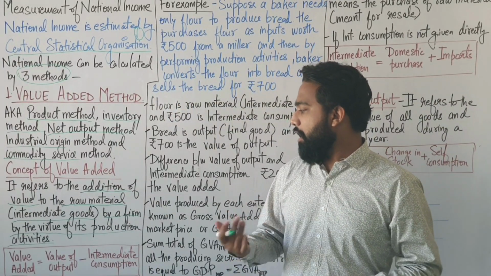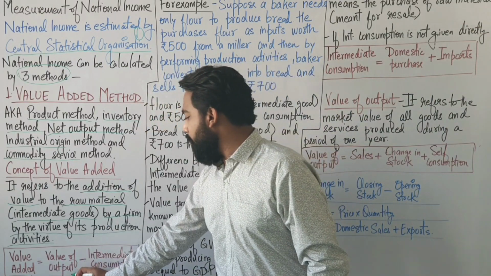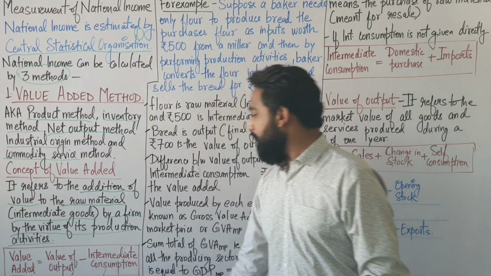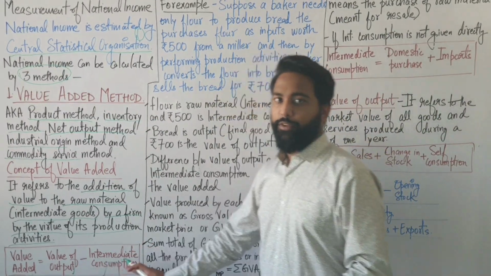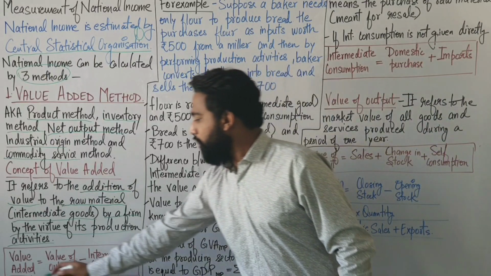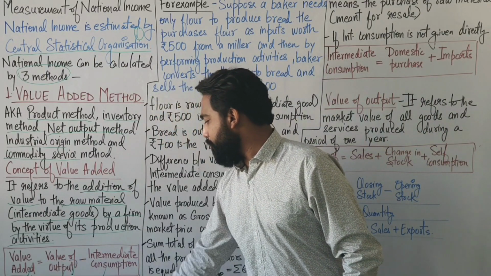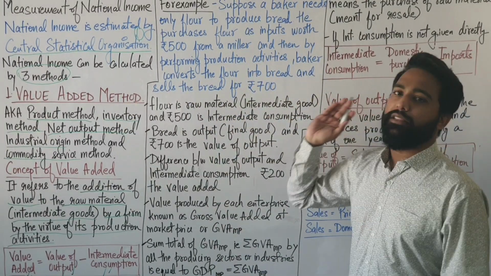Is that clear? Now, value added, there is a formula. Value added is equal to value of output minus intermediate consumption. We will come to these points after a few minutes, but let's understand what these things are: what is value added, what is value of output, and what is intermediate consumption. Let's start with an example.